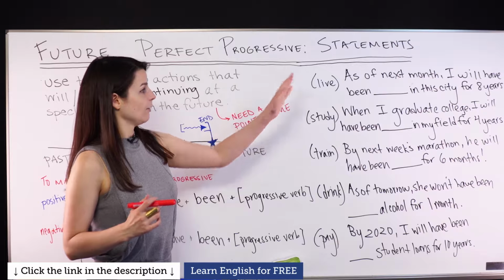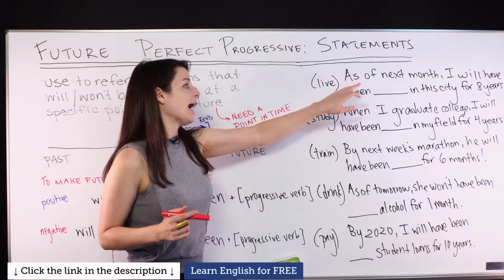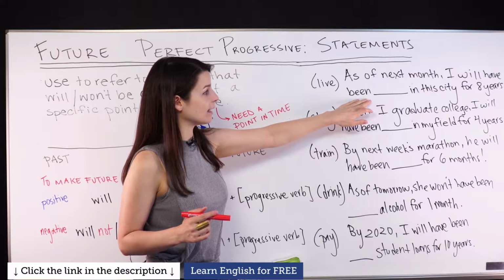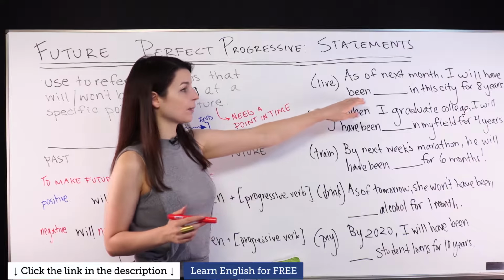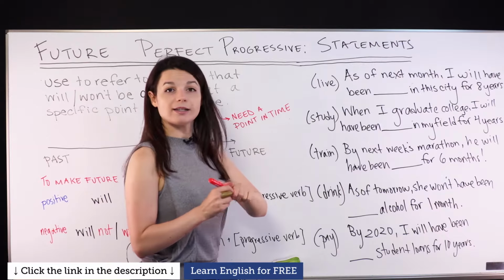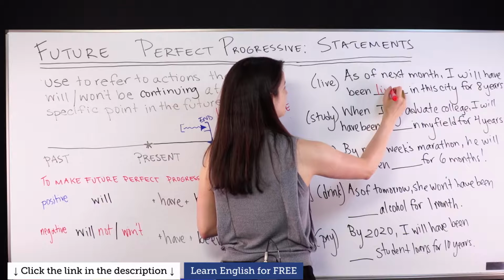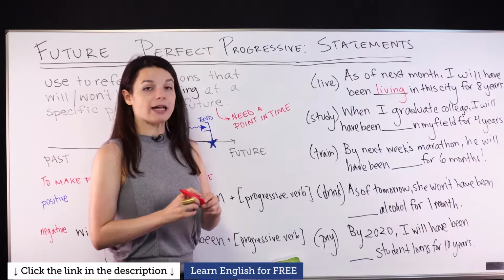Okay, first one, our verb for this sentence is live. Here, as of next month, I will have been something in this city for 8 years. So first, let's complete the sentence. I will have been, live in the progressive form, or the continuous form, is living. So I will have been living in this city for 8 years.